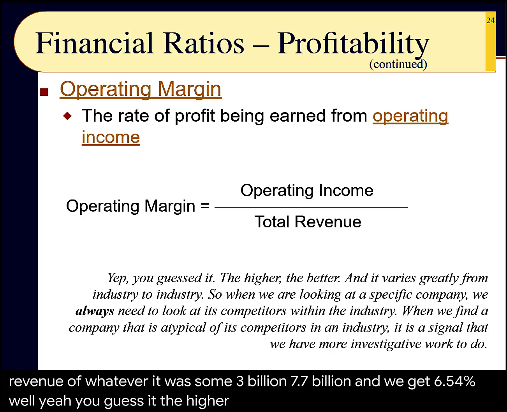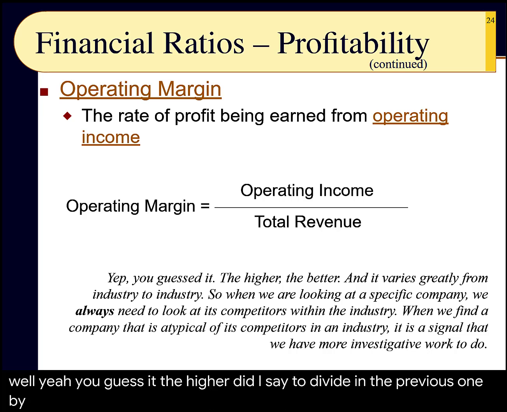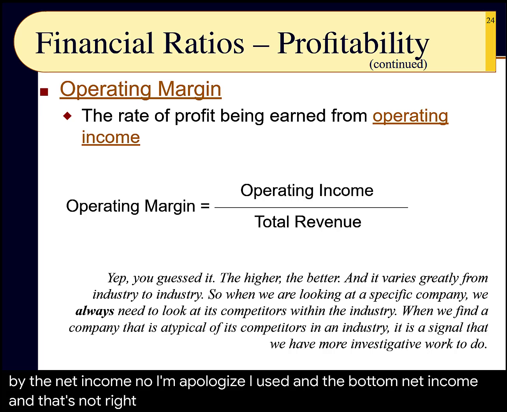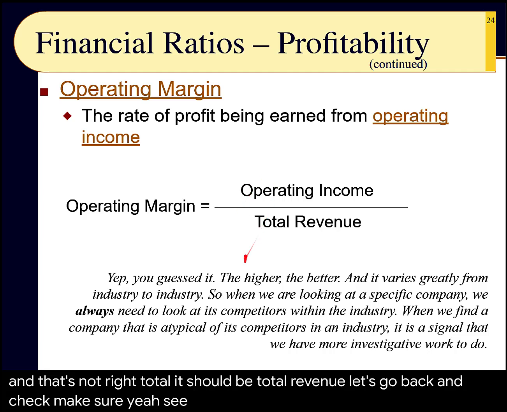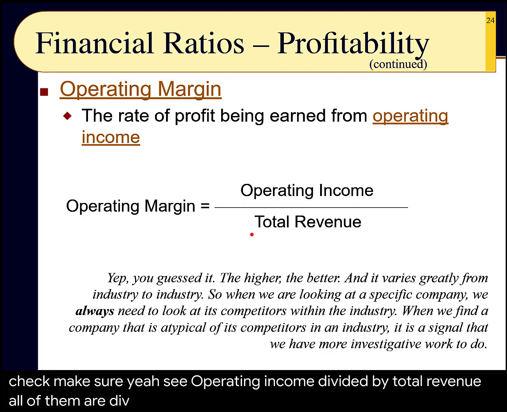Well, yeah, you guessed it. The higher, did I say to divide in the previous one by the net income? No, I apologize. You divide by the total revenue. My apologies. That doesn't make any sense. I think in the previous slide I used on the bottom net income, and that's not right. It should be total revenue. Let's go back and check. Make sure. Yeah, see, gross profit divided by total revenue. My apologies. Operating income divided by total revenue. All of them are divided by total revenue.